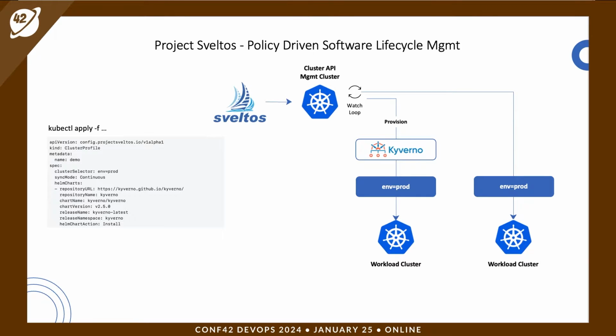Likewise, if we add the label environment production on the second cluster, Sveltos will run the same logic. It will react by detecting that this cluster is now a match for this cluster profile, and it will deploy Kyverno in this cluster as well.